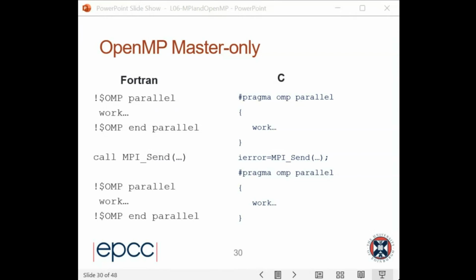So I will now go back to the exercise on the sheet. So the exercise is based on traffic modeling. If you've done my MPI course, you'll have seen this.